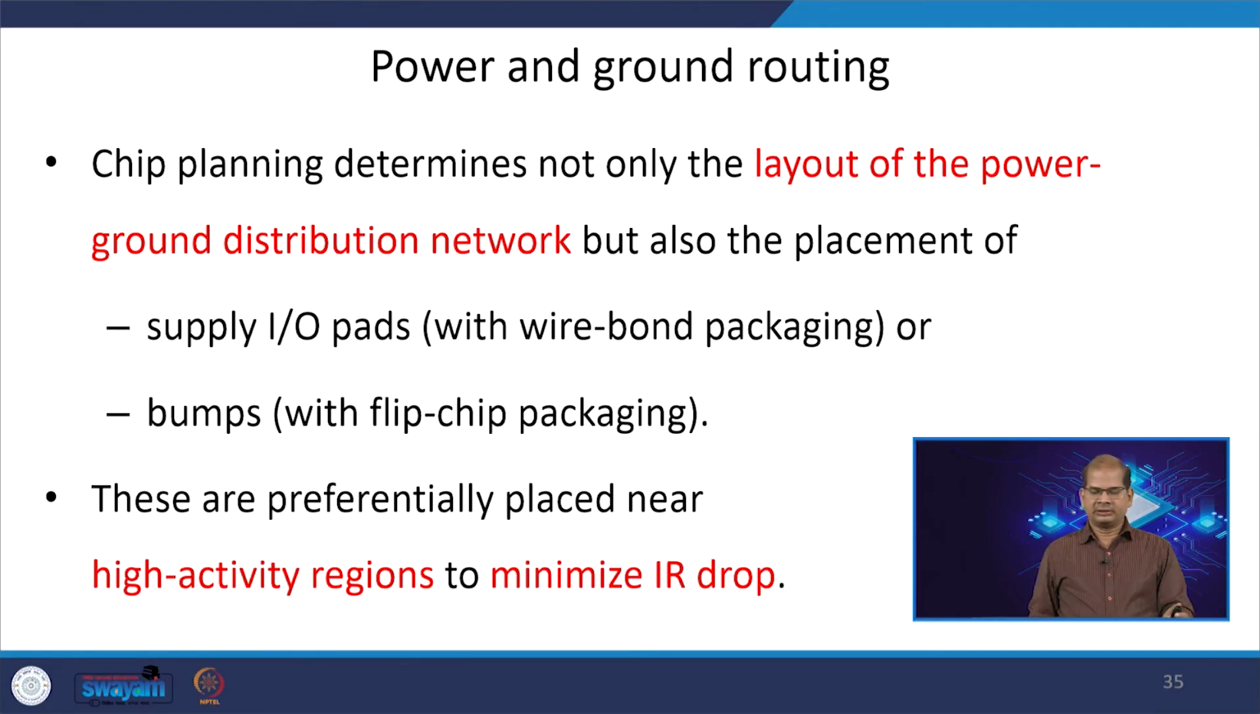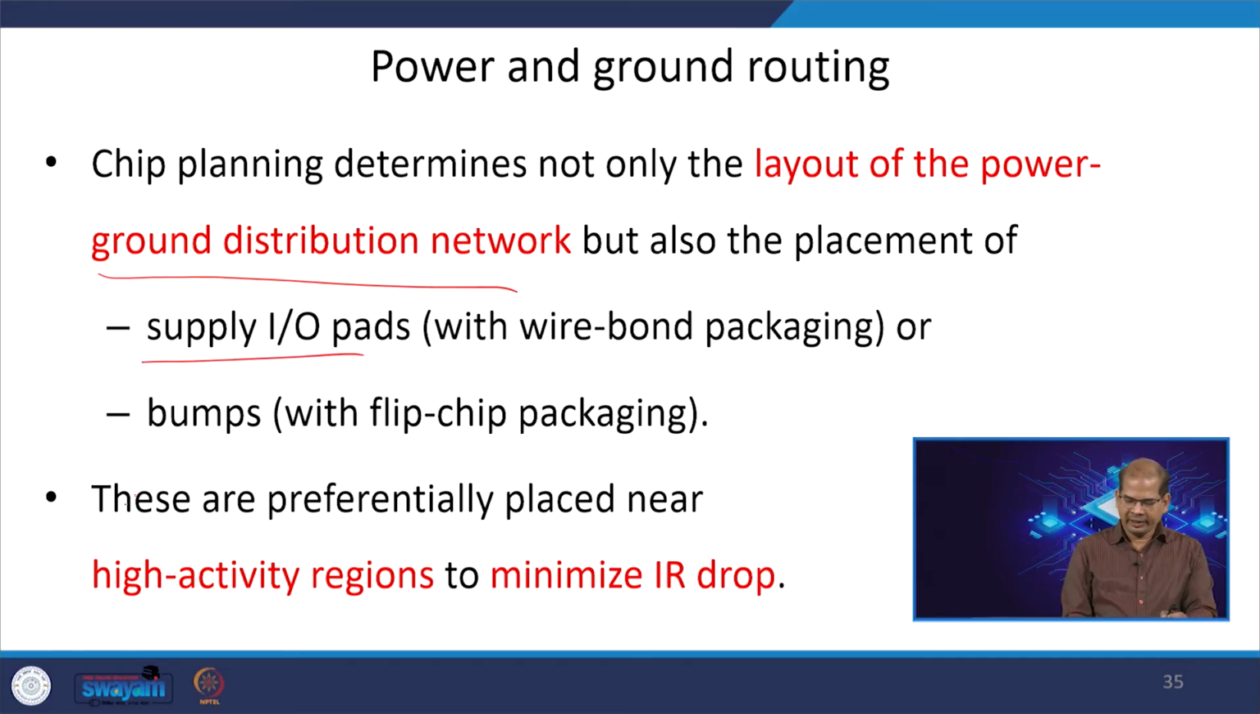So, now we discuss power and ground routing. Power and ground routing is one of the most important parts of our chip design and VLSI physical design flow. The reason is that it governs the overall performance of our chip. Chip planning determines the layout of the power distribution network. It also includes the placement of the supply I/O and the bumps. So, it depends upon the packaging type.